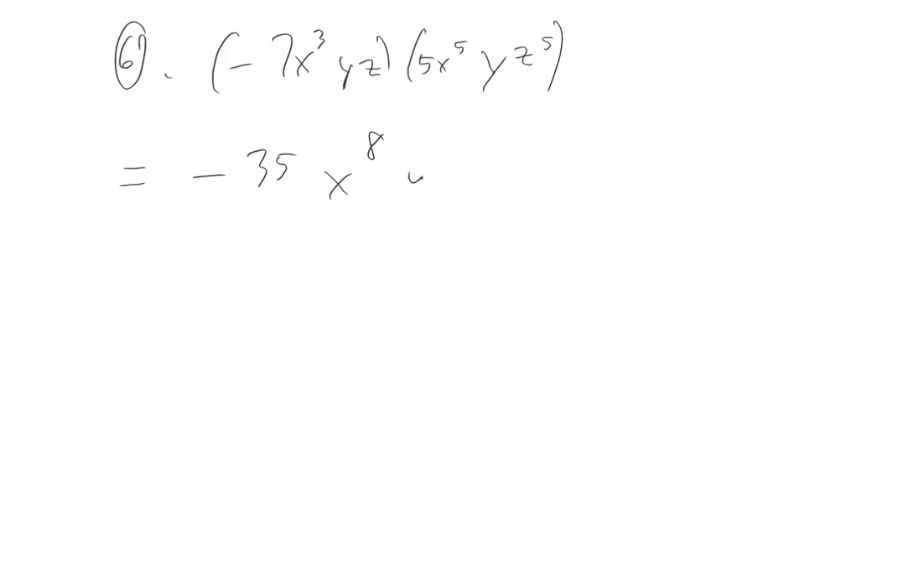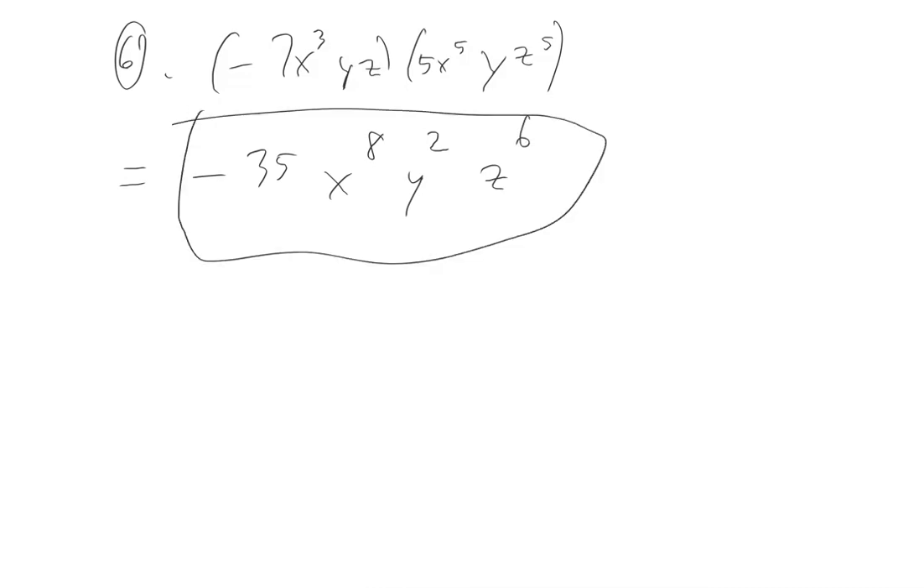Now problem 6 says negative 7x cubed y z times 5x to the 5th y z to the 5th. Negative 7x to the 3rd y z, 5x to the 5th y z to the 5th. So that equals negative 35x. There's 3 and 5, that makes 8. Then y times y is y squared. Z times z to the 5th makes a power of 6, because we have 1 z plus 5. So that's that one.